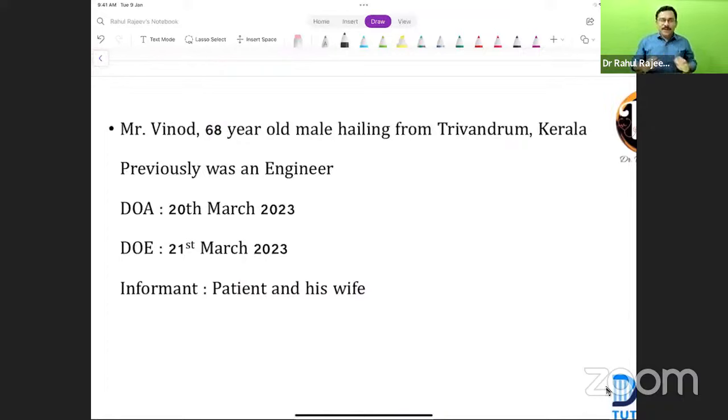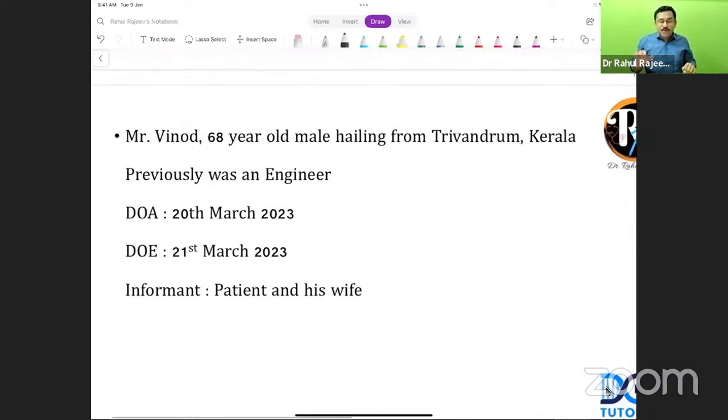Patient is Mr. Vinod. It's a name that I've put arbitrarily. 68-year-old male hailing from Trivandrum, Kerala. Previously was an engineer. Date of admission, 20th March, 2023. Date of examination, 21st March, 2023. Informant is the patient and his wife.